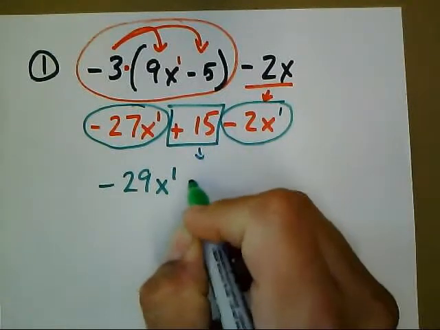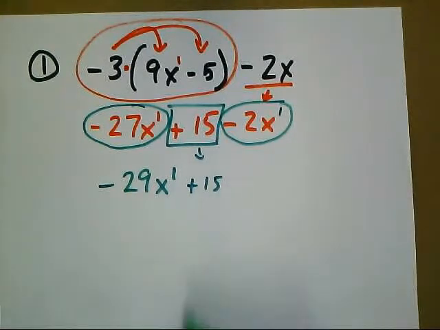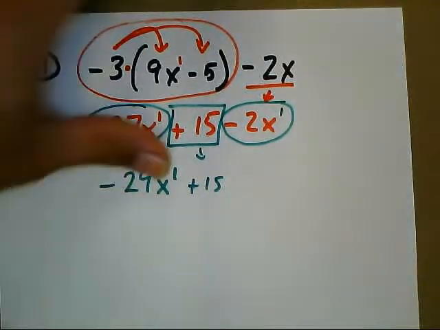Nothing for 15 to add to it. If there were a 2 out here, then you would do 15 plus 2 would be 17, but we don't have that. And there's your answer.